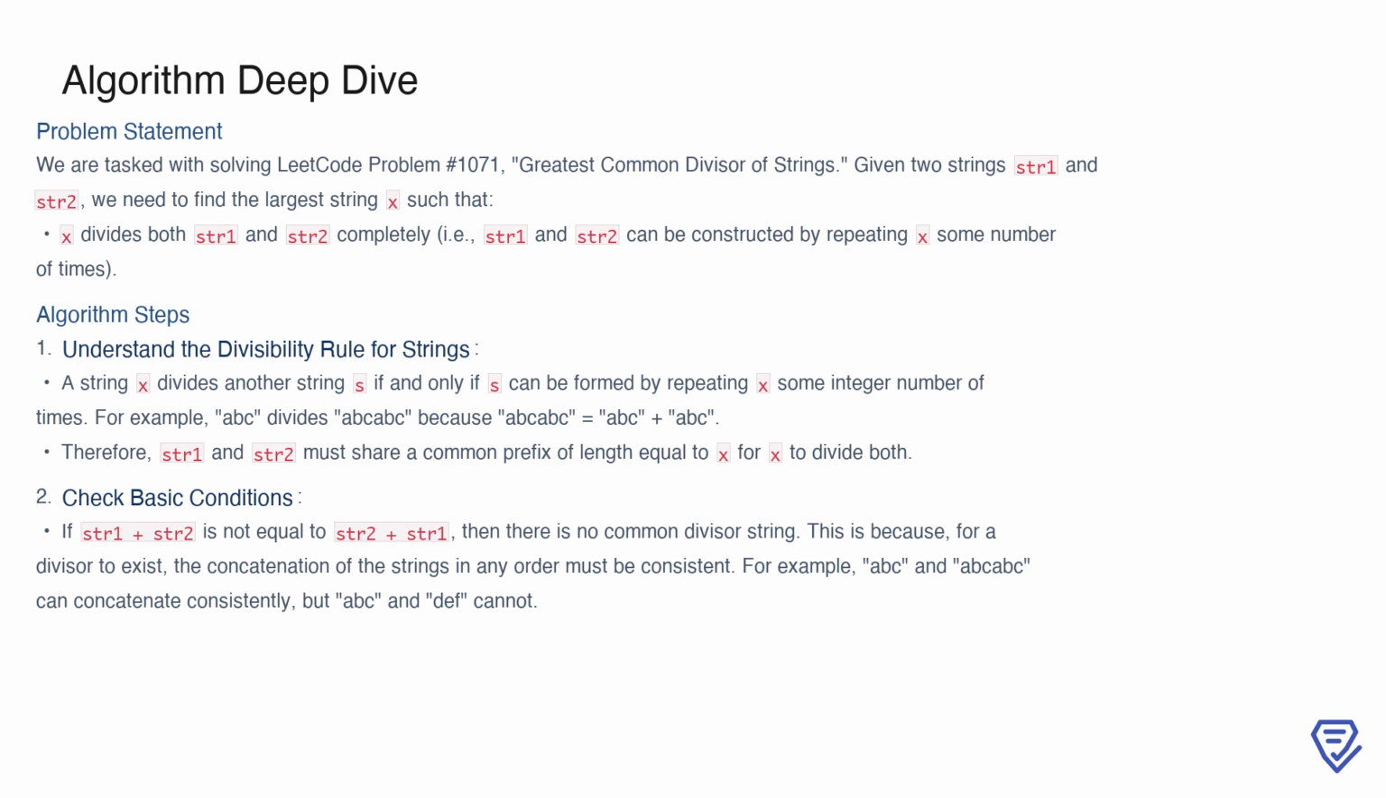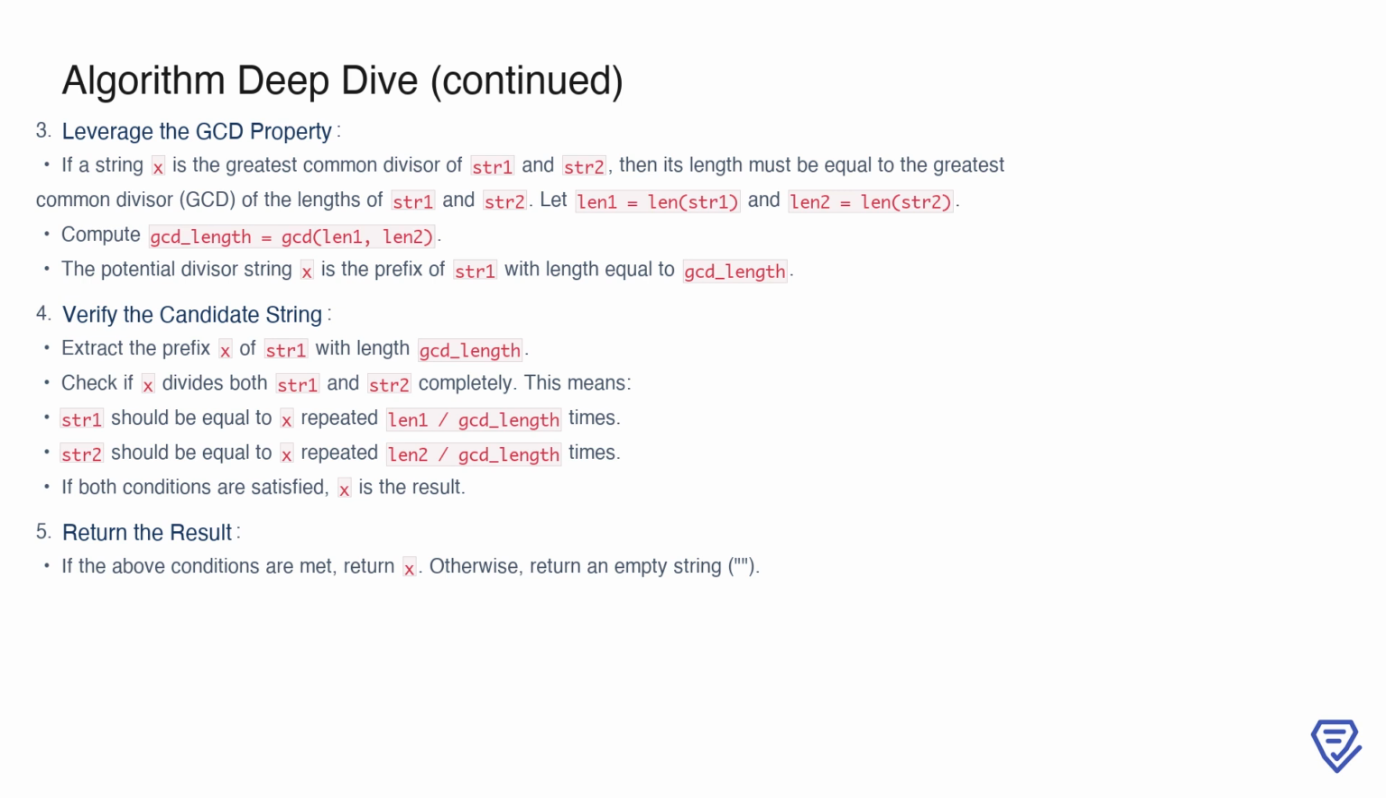This means that for str1 and str2 to share a common divisor string, they must share a repetitive structure, starting with a common prefix. Additionally, we can establish a basic condition: if the concatenations str1 + str2 and str2 + str1 don't produce the same result, then no common divisor string exists. This is because this inconsistency indicates that the strings don't align in a way that would allow any shared repeating pattern to exist. Building on this idea, we use the mathematical property of the greatest common divisor, or GCD, to find the length of the potential divisor string.